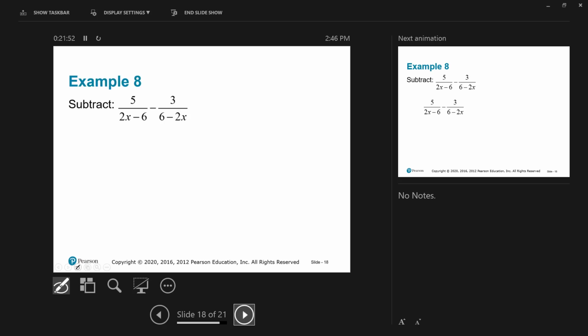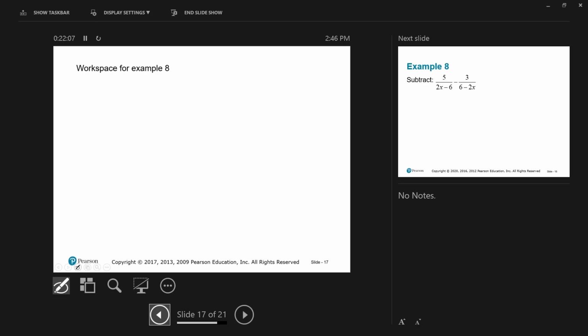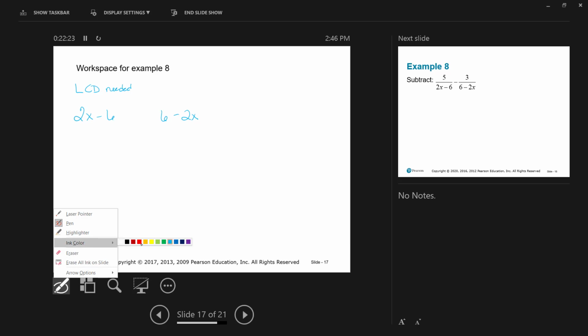And here's our workspace for it. Our next example is a subtraction problem. And these denominators are not exactly the same, are they? Okay, let's go back to the drawing board over here. So, first things first, LCD is needed. I have a 2x minus 6, and I have a 6 minus 2x, don't I? All right, so remember, first steps first. See if you can factor.